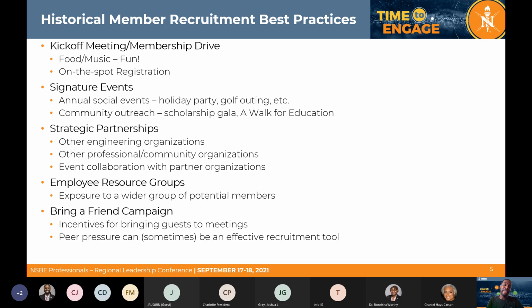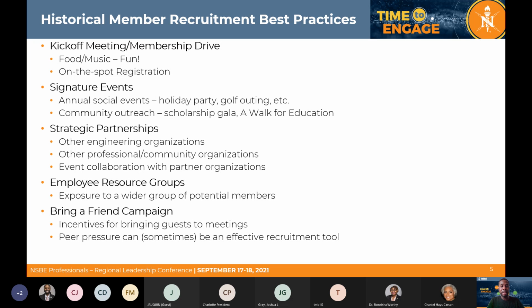A big thing that a lot of chapters do is a kickoff meeting or a membership drive, typically around this time of year, August or September. A lot of times it'll be a more fun social event. A lot of chapters might do a happy hour somewhere where there's food and music, where you can just kick back and have conversation. And usually at these events, there's infrastructure set up to do on-the-spot registration, sign up as a member, and collect dues right then and there for the chapter. That's something that a lot of chapters have found effective.